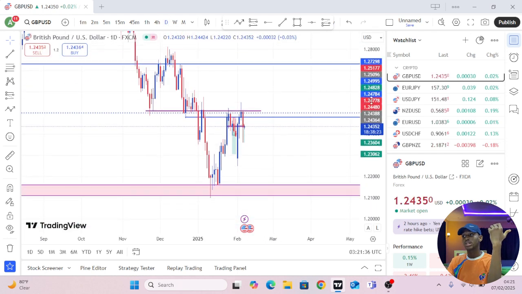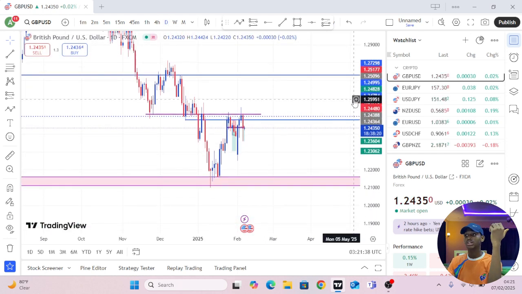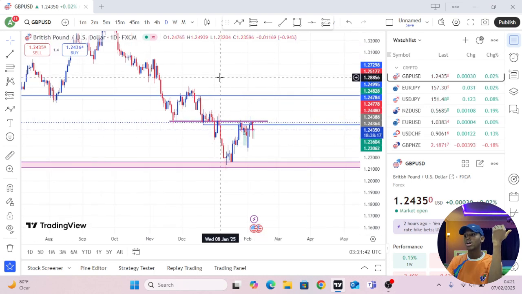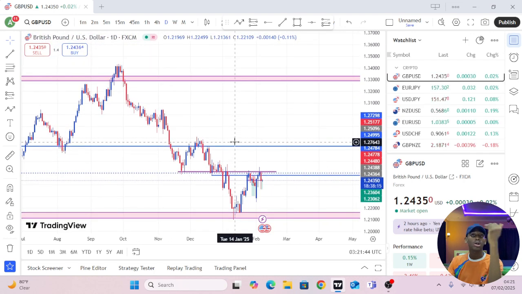If we go to a daily, I always start from the weekly or the daily because I'm a day trader, or maybe you can even call me a swing trader. So from the daily, it has been on an overall downtrend. So when you identify the overall direction of the market, you have a clear idea on where the market is going.